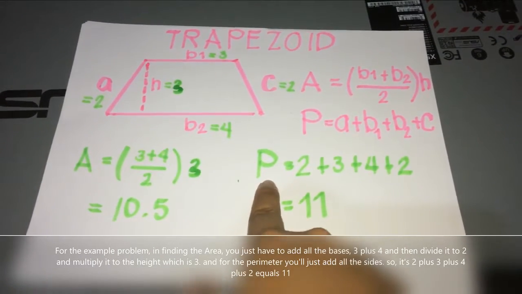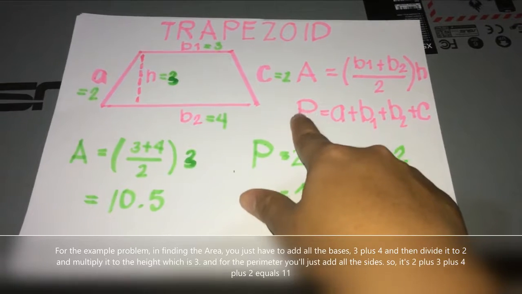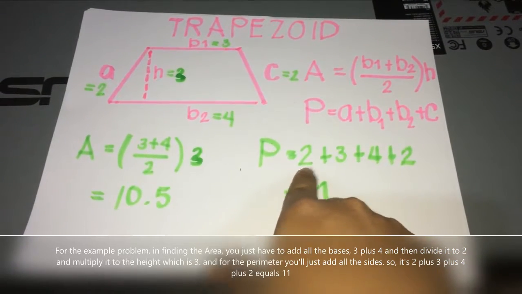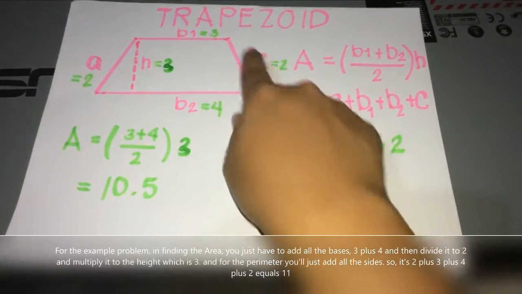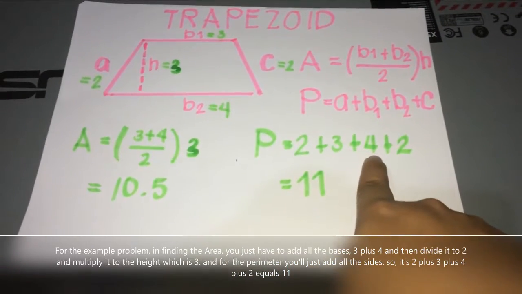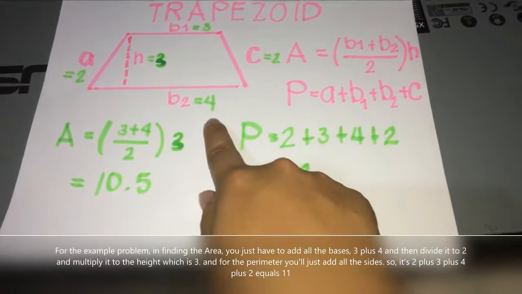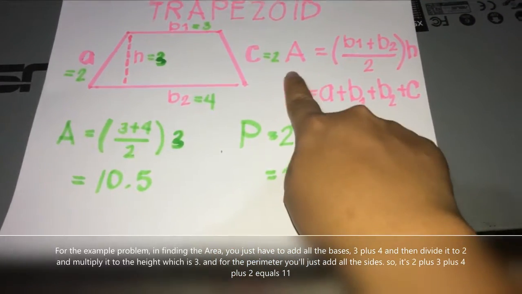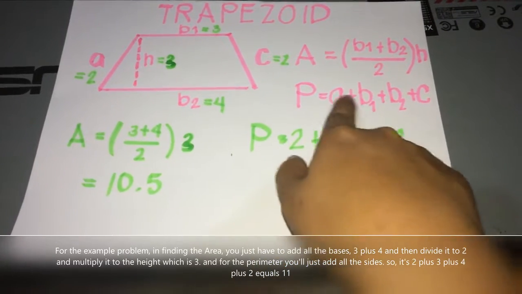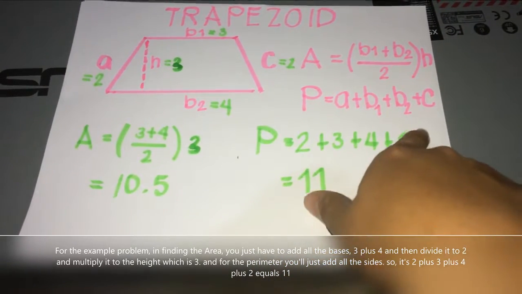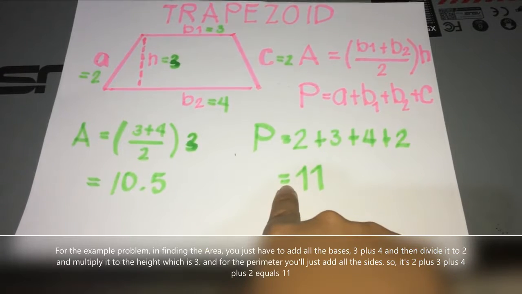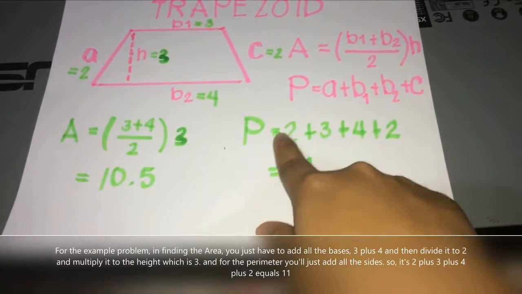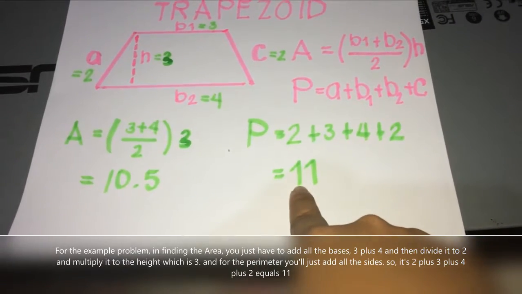So for the perimeter, we must add all sides. A is equal to 2, plus B1, which is 3, plus B2, which is 4, plus C, which is 2. Just add all these sides, it will come up to 11. So the perimeter is equal to 11.